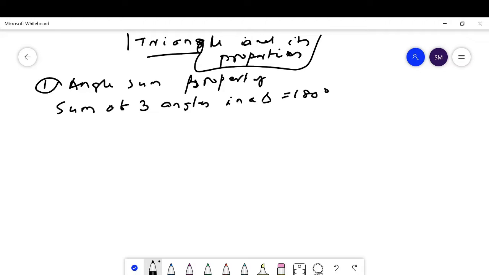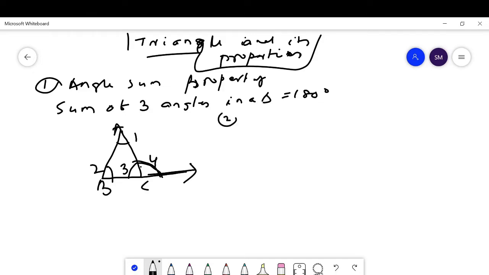Then we can prove this. We can prove how the sum of three angles in a triangle is 180 degrees. Suppose ABC is a triangle, BC produced to D. Here this is angle 1, this is angle 2, this is angle 3 and this is angle 4. Angle 4 is the exterior angle here.